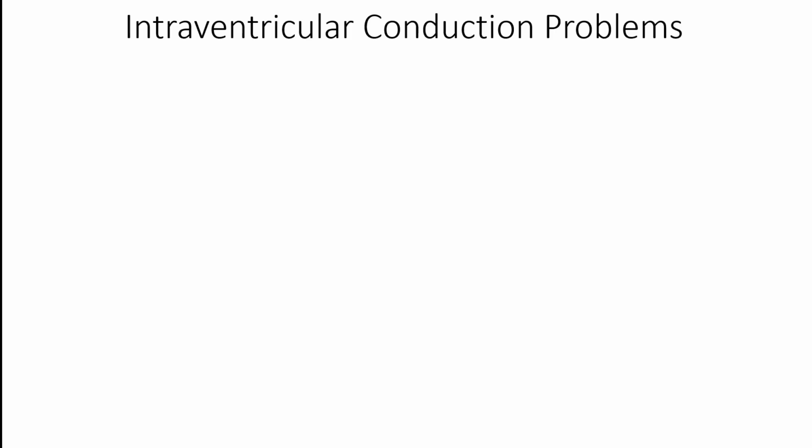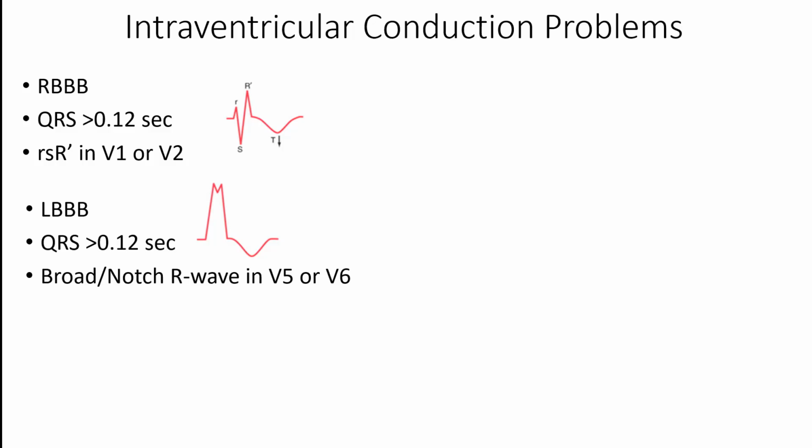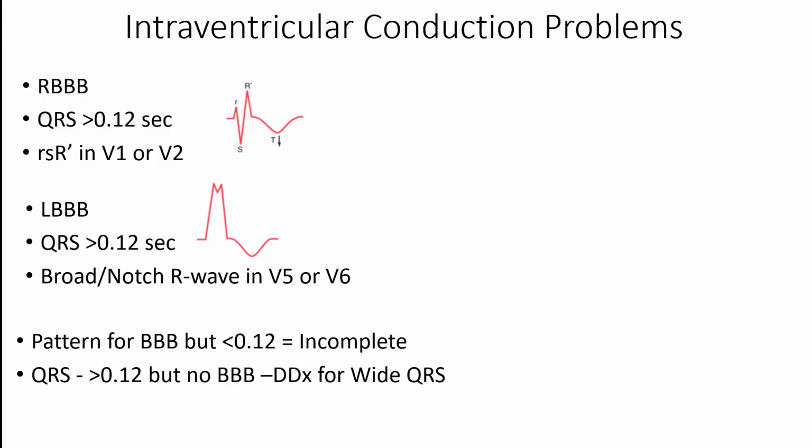To summarize, intraventricular conduction problems: if we have a QRS complex greater than 3 smalls and then an RSR in V1 or V2, then that's going to be suggestive of a right bundle branch block. If we have a QRS complex that is greater than 3 small boxes, and then we have a broad or notched R wave in V5 or V6, that will be suggestive of a left bundle branch block. If we have a pattern for a bundle branch block, but the QRS is not sufficiently widened, then we can simply refer to that as an incomplete left or right bundle branch block.